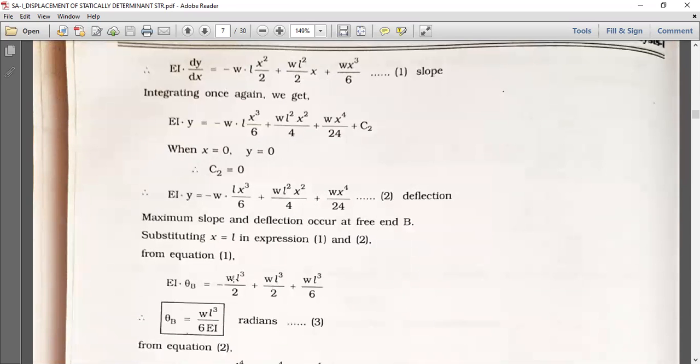Similarly, EI into y is equal to minus WL x cube divided by 6 plus WL square x square divided by 4 plus W x raised to 4 divided by 24, which is the equation of deflection. But maximum slope and deflection occur at the free end B. So substituting x is equal to L in expressions 1 and 2 from equation 1, EI into theta B is equal to minus WL cube by 2 plus WL cube by 2 plus WL cube by 6. So the simplified equation is theta B is equal to WL cube by 6 EI.